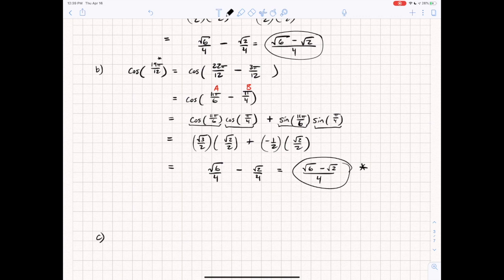And so the thing that we can take away then, and that I want you to take away from this example, is that it does not matter whether you do subtraction or whether you do addition.